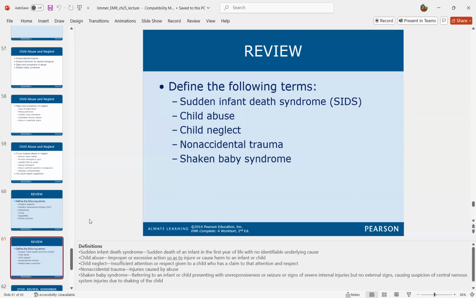SIDS, sudden infant death syndrome, is a sudden death of an infant in the first year of life with no identifiable underlying cause. Child abuse is improper or excessive action so as to injure or cause harm to the infant or child. Child neglect is insufficient attention or respect given to a child who has claim to that attention and respect. Non-accidental trauma are injuries caused by abuse. Shaken baby syndrome, again referring to an infant or child presenting with unresponsiveness or seizure or signs of severe internal injuries but no external signs, causing suspicions of a central nervous system injury due to shaking of that child.